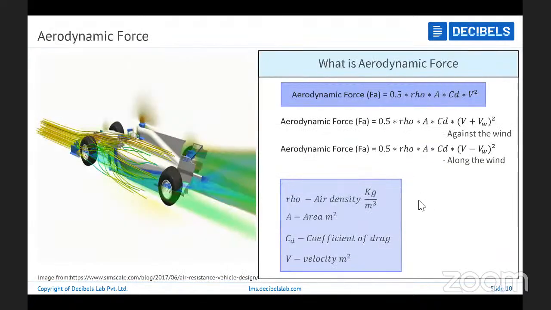Now we'll be discussing aerodynamic force.